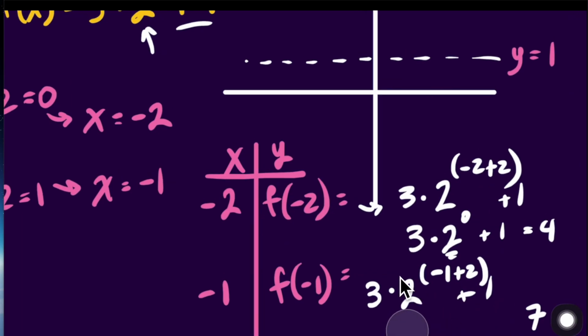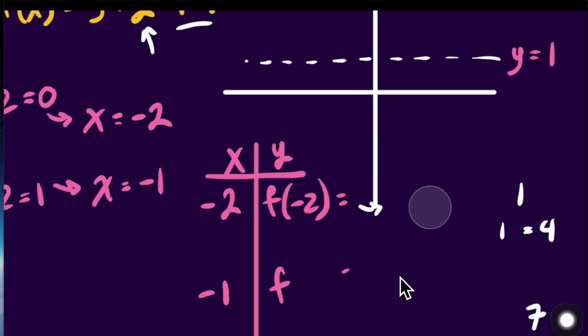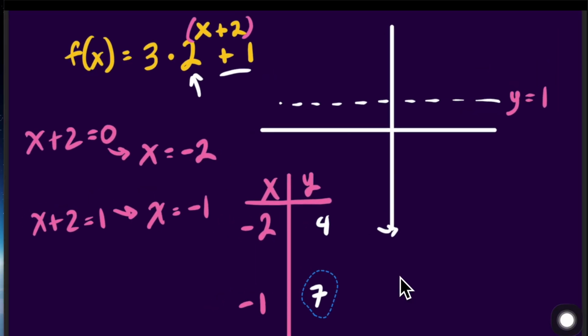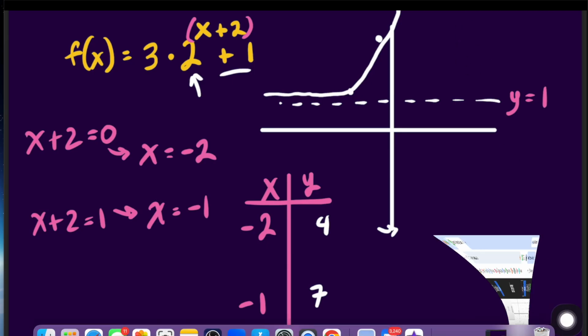So now we have our points, and we're simply going to plot these, and in combination with the intuition, we're going to have a reasonably accurate graph. So here we're going to have negative 2 comma 4 is going to be somewhere here, and negative 1 comma 7 is going to be like so, and you're going to get a graph that moves up as you move away from the horizontal asymptote, moving left to right.